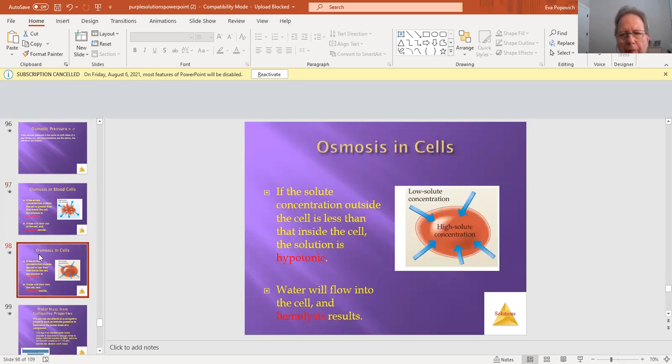On the other hand, if we have a low concentration outside the cell, the cell is going to continually absorb water until it breaks the cell membrane. And what happens is you get hemolysis occurring.